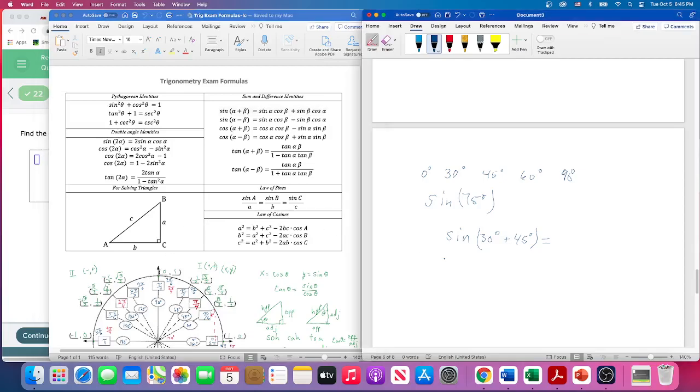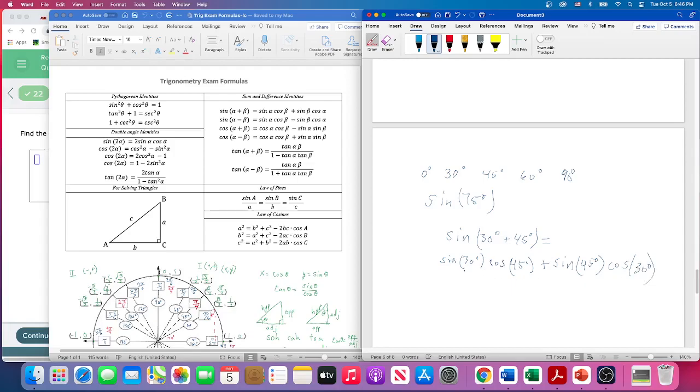It's going to be the sine of the first one, 30 degrees, times the cosine of the second one, 45 degrees, plus the sine of the second one, 45 degrees, times the cosine of the first one, which is 30 degrees.